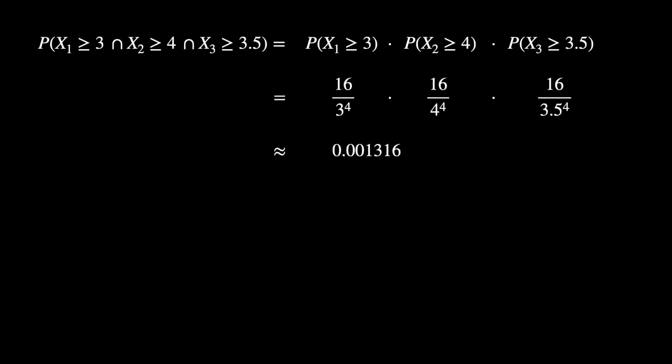You see in the top left, this is what we're asked for in the question: the probability that x1 is greater than or equal to 3, and x2 is greater than or equal to 4, and x3 is greater than or equal to 3.5, equals the product of their individual probabilities. We've calculated those as the 3 numbers we have here, and we simply multiply them together to get our final answer of 0.001316. So pretty straightforward this week.